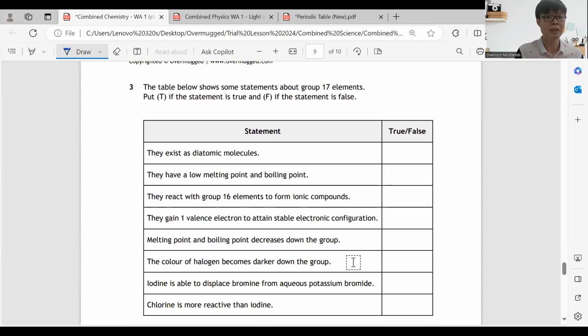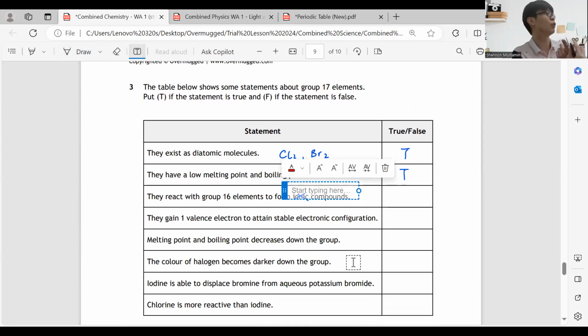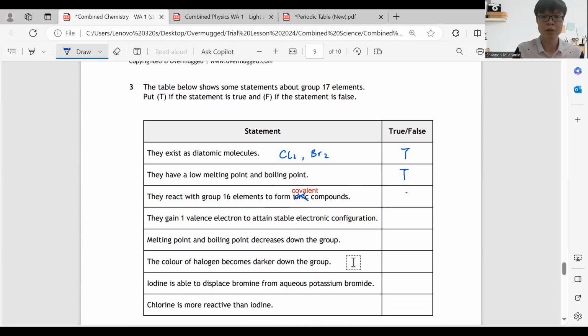Then now we go to group 17. They are diatomic molecules. That's why you see Cl2, Br2, so on and so forth. They are non-metals, so low melting point, boiling point. They react with group 16 elements to form covalent. Group 17 and group 16, they are both non-metals. Non-metal, non-metal, covalent. They gain one valence electron. That's correct. That's why F minus, Br minus, so on and so forth.